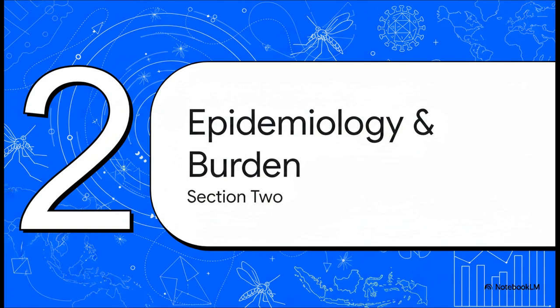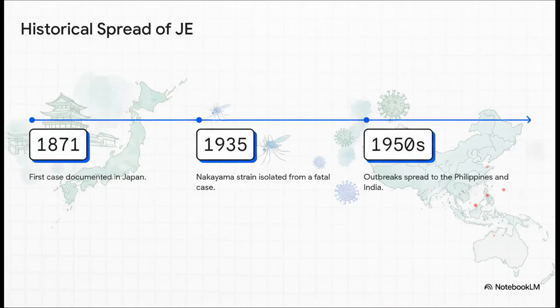Section 2 is all about the epidemiology and the global burden of JE. Let's track the history for a moment. The story really starts in 1871 with the first documented case in Japan. A big step forward came in 1935 when the Nakayama strain was finally isolated. But then you see this rapid expansion. By the 1940s and 50s, major outbreaks were popping up all across Asia. We're talking China, the Philippines, India. It really started to spread.